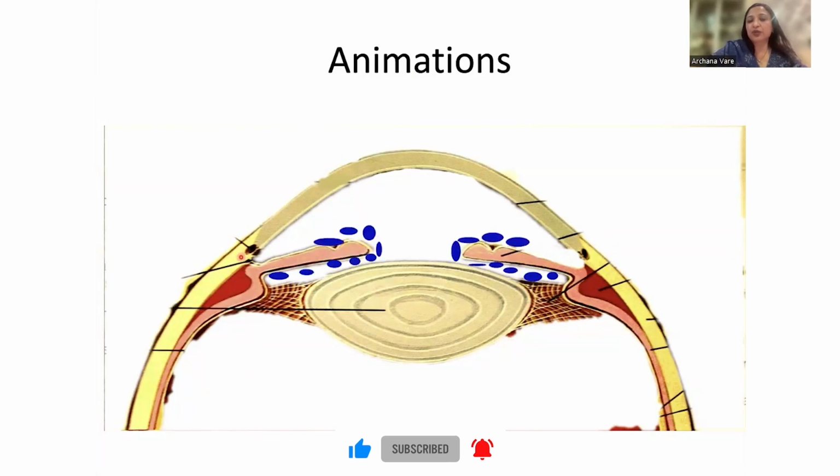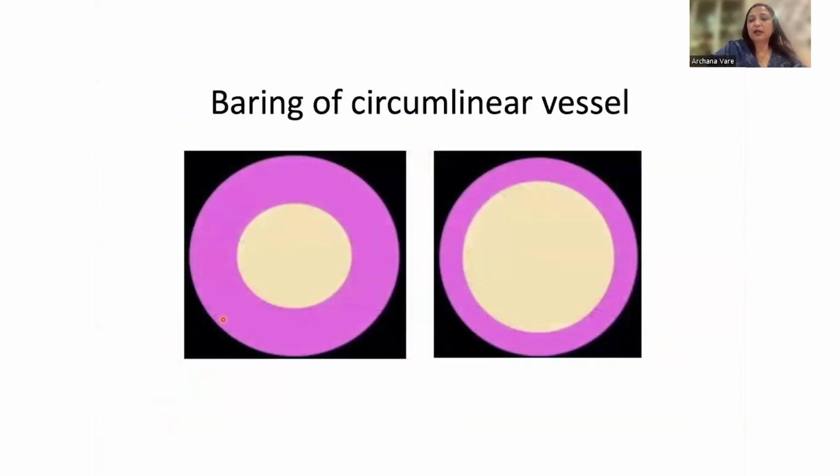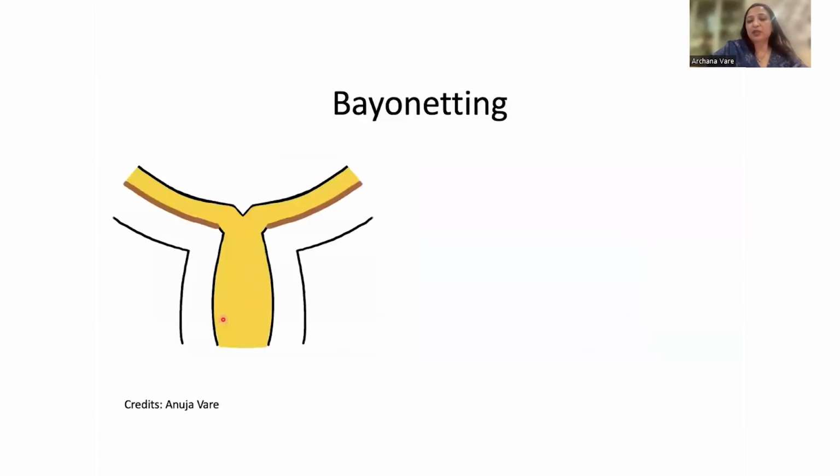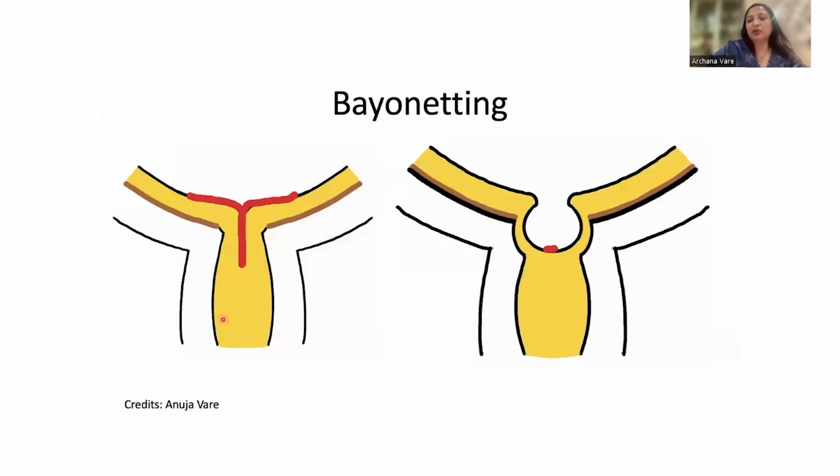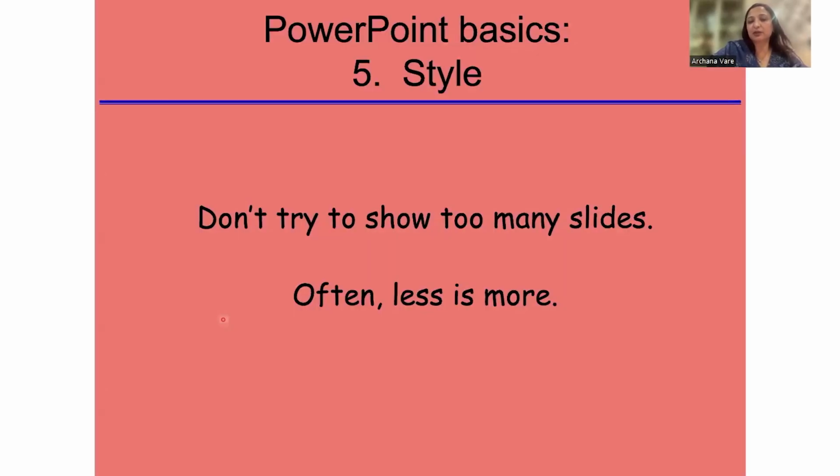Now here I'm just showing them the inflow and outflow of aqueous, and how effectively it is seen in this animation. Again, bearing of the circumlinear vessel which occurs in glaucoma is shown so beautifully in this animation. Or the bayoneting sign. So this is the blood vessel which goes like this, and in glaucoma, it goes like this. So this bayoneting sign is also shown so effectively with this animation. So these animations which are useful should be shown, but do not show any fancy animations.